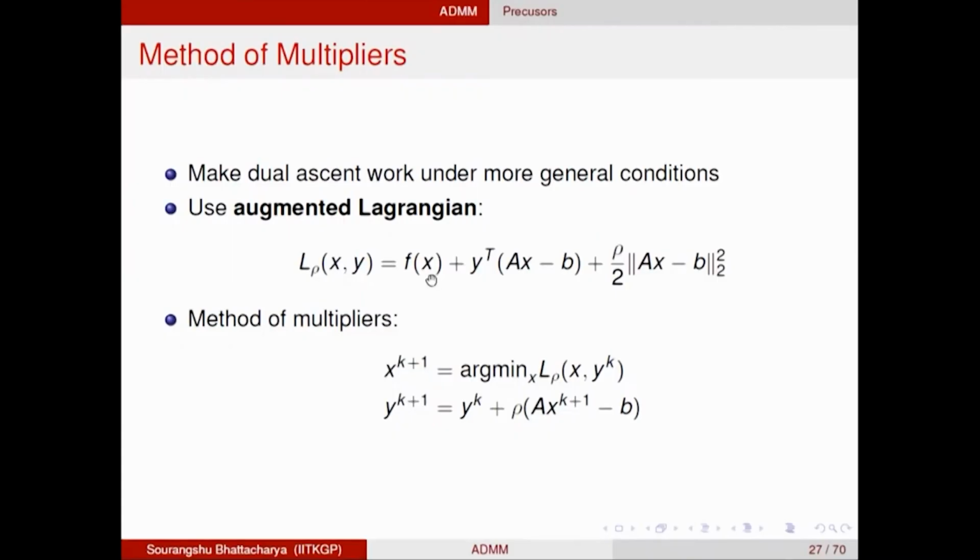Now, if there is only one x, so this is not a decomposable function, right? There is no x1, x2. Then your dual ascent with the augmented Lagrangian becomes this. This is also called sometimes the method of multipliers.